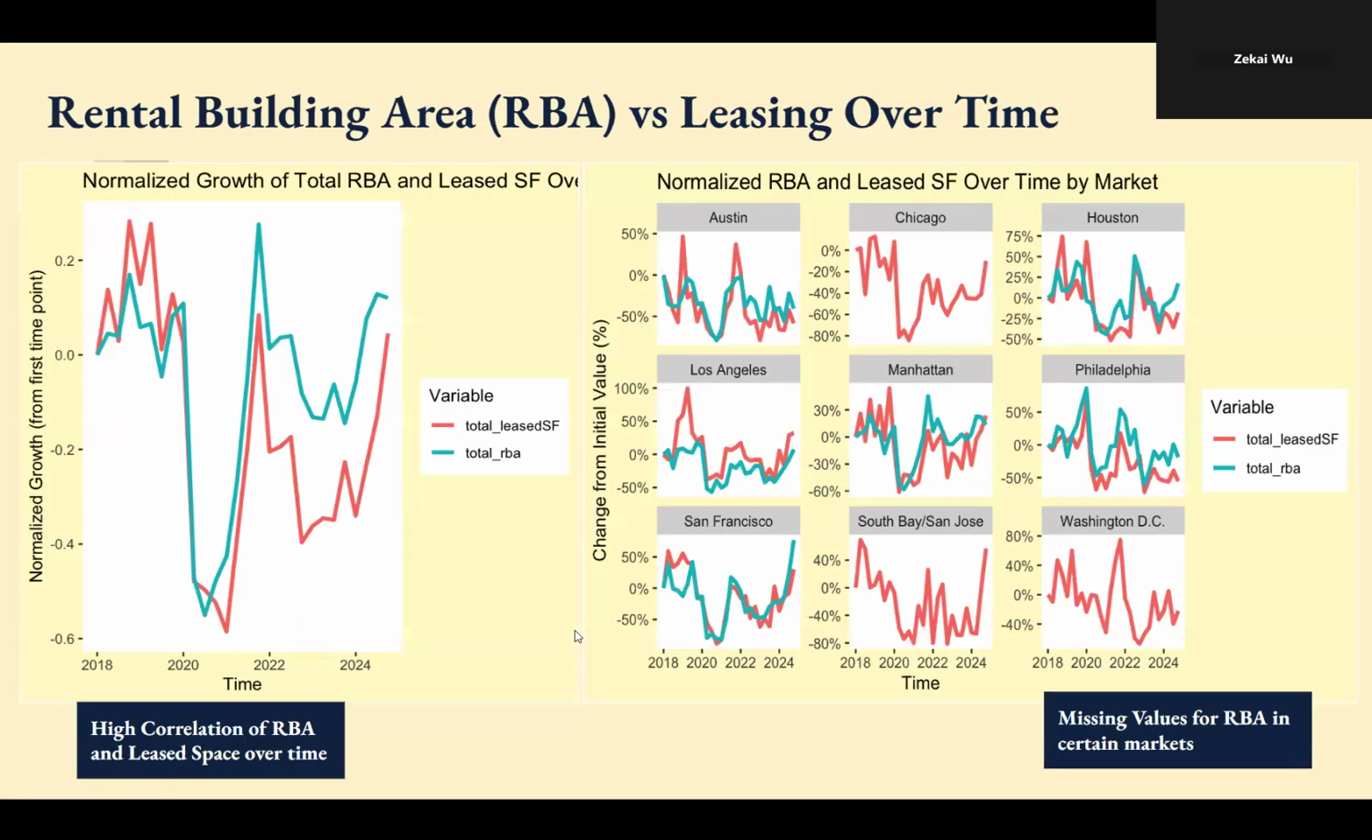And then we move on to the RBA and the lease space. We saw there's a high correlation in the general market and also in each of the sub-markets. Specifically, there are strong demographic correlations in all of this in two indicators.